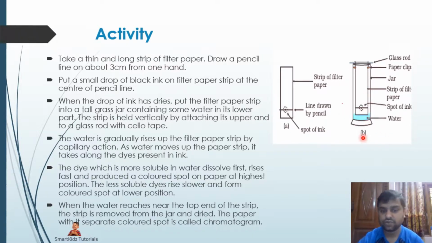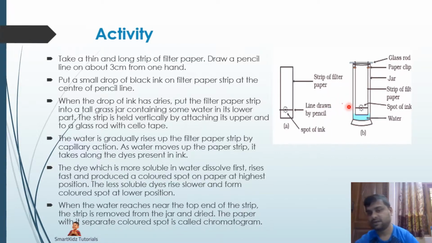The dye which is more soluble in water dissolves first, rises fast, and produces a color spot on the paper at the highest position. That is when it moves up. The less soluble dyes rise slower and form colored spots at lower positions. So they will be lower over here. When the water reaches near the top, the strip is removed from the jar and dried. The paper with its separate color spots is called a chromatogram.